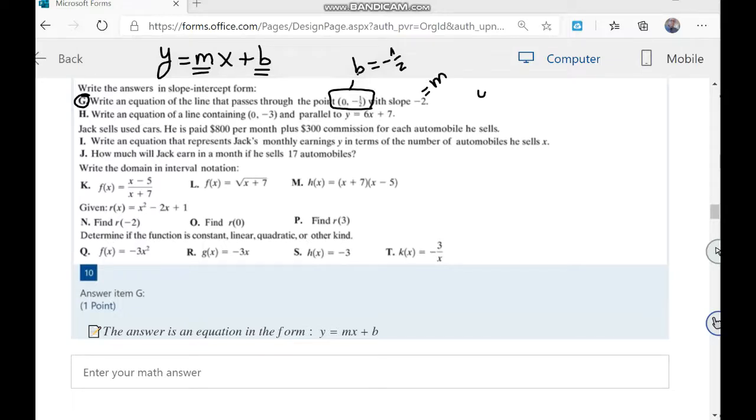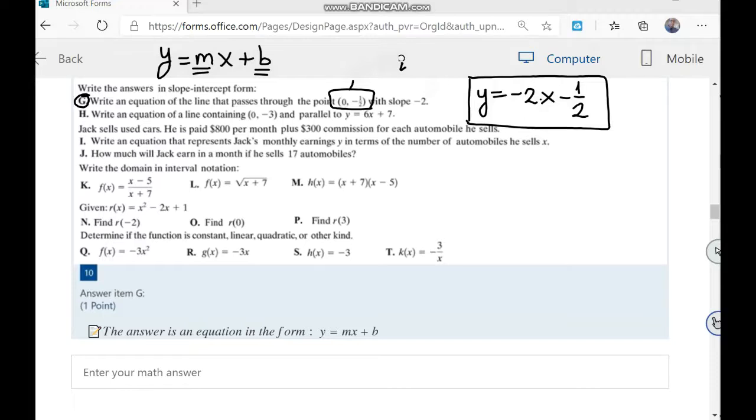The equation is going to be y equals m, negative 2, times x, plus b. And b is negative 1 over 2, minus 1 over 2. That's it. That's the equation we're looking for in the slope-intercept form for letter G. Okay, so let me erase this. This is b, this is m, then you have the equation.